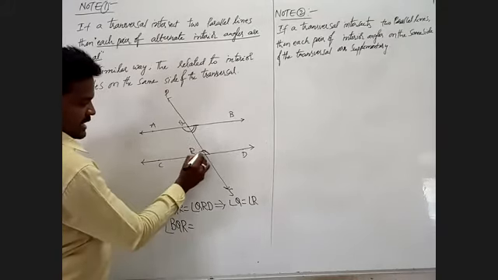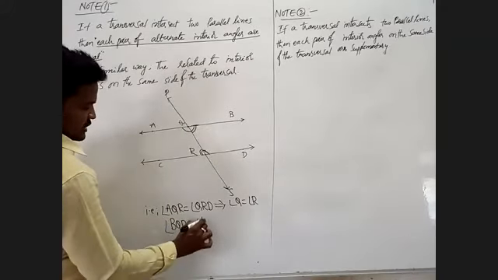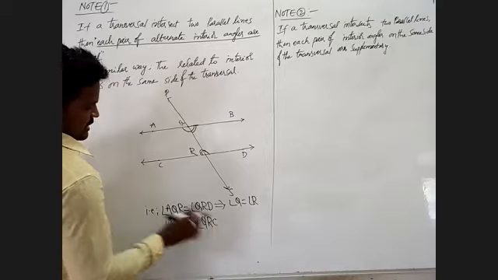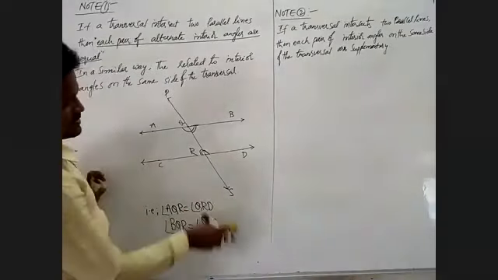Angle BQR is equal to angle QRC. Here also I will take two lines. That is, I will write angle QRC. Observe. Once again, I will explain this one.